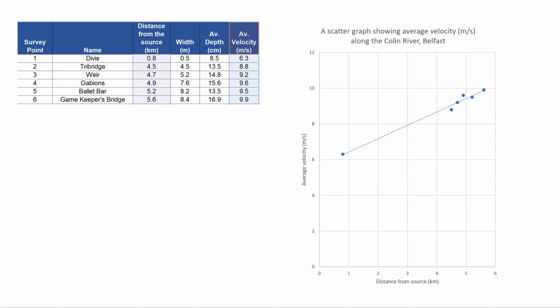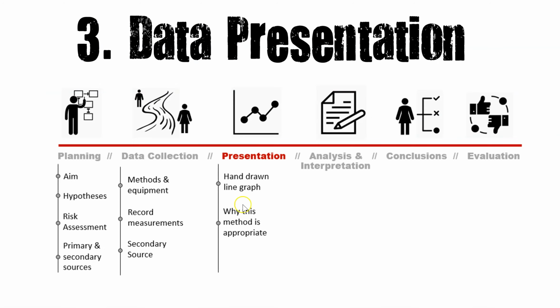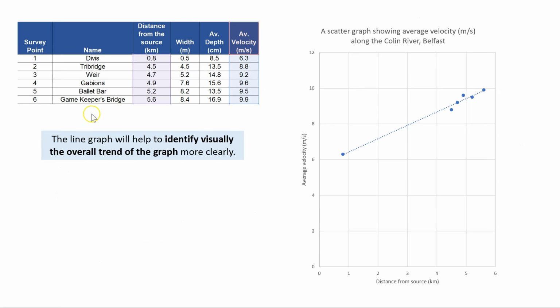So why do we draw a graph? That was this first, or this second bit here. Why are we doing this, and why is the method appropriate? Well, we are doing it because the line graph will help to identify visually the overall trend of the graph more clearly. Look at that. Up it goes. And you can see that very, very clearly.